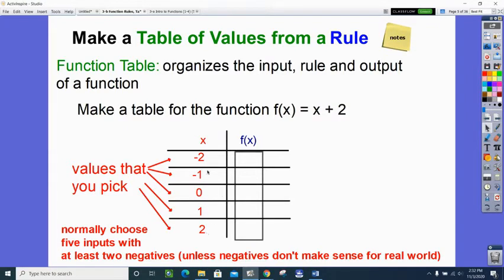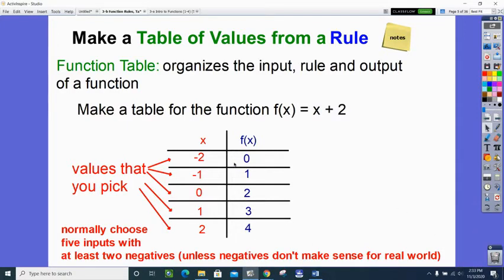Again, I chose them. And now I'm going to substitute each member of my domain that I've chosen right now. I don't have the full domain. These are just 5 members that I've picked. And I'm going to substitute -2, get the output, substitute -1, get the output, and so forth. So -2 plus 2 is 0. -1 plus 2 is 1. 0 plus 2 is 2. 1 plus 2 is 3. And 2 plus 2 is 4.